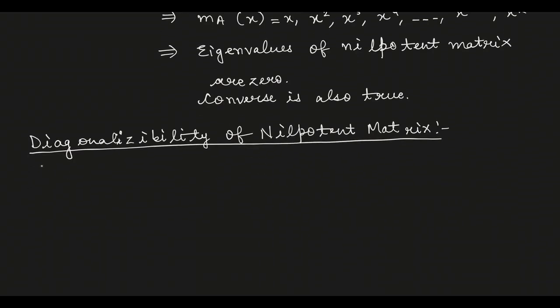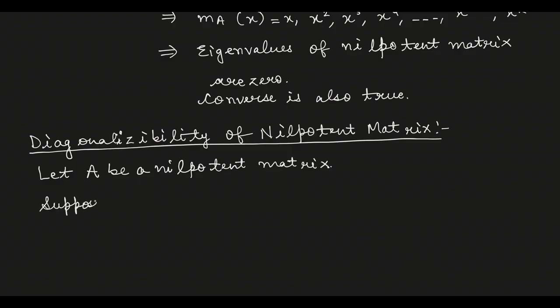Let A be a nilpotent matrix. Suppose A is diagonalizable. So by definition of diagonalizable matrix, A will be similar to a diagonal matrix, no? So here A will be similar to a 0 matrix.